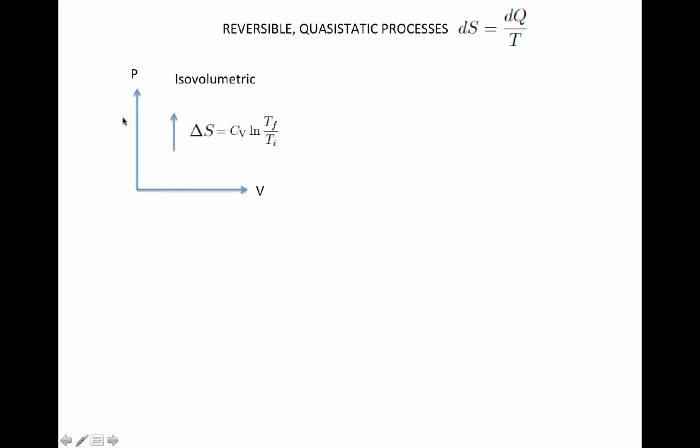So let's put these on a PV diagram just to give a bit of a visual on this. For an isovolumetric process, we've seen ΔS is given by this formula here. And for an isobaric process, a constant pressure process, ΔS is given by this formula here. What other processes have we encountered that are reversible?